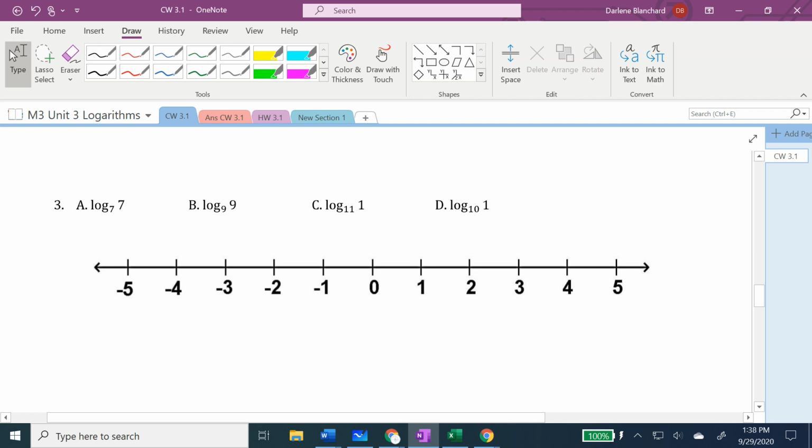All right. Letter A. You have log base 7 of 7. What? There you go. 1. Letter B. Also 1. So if you notice that the base of the logarithm matches the input number, you should be getting an answer of 1.